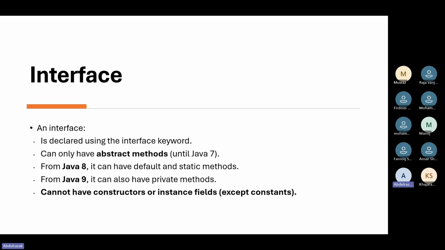abstraction. Why? Because, as I already mentioned, up to Java 7 we had only abstract methods, right? So later they introduced default and static methods. So here it is fully abstract, but when it comes to an abstract class, we can have normal methods also, right? Concrete methods. Because of that reason, Java cannot achieve full abstraction with the help of an abstract class.